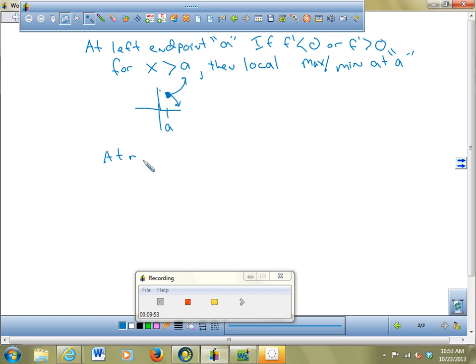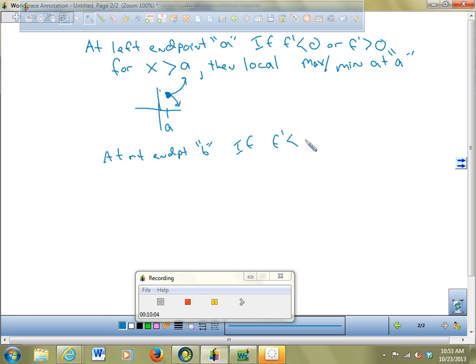At right endpoint b, okay? If f prime is less than 0, or f prime is greater than 0 for x less than b, then again local max slash min at b.